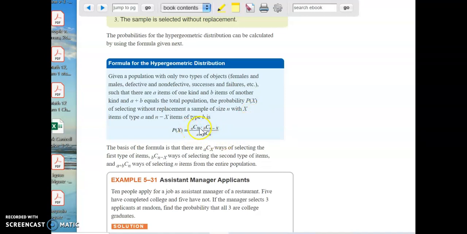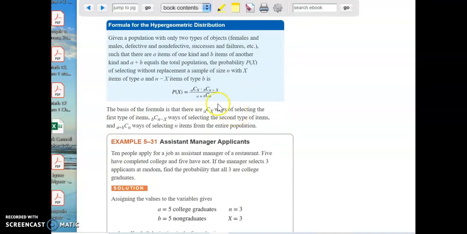So on the top, you're always picking some number of successes out of the first group and some number of successes out of the second group. You're choosing those. How many ways can you do it? You multiply them. That gives you the number of ways that you can get whatever it is that you're looking for. And then in the denominator, it's always the same thing. How many successes can you have in your sample space?